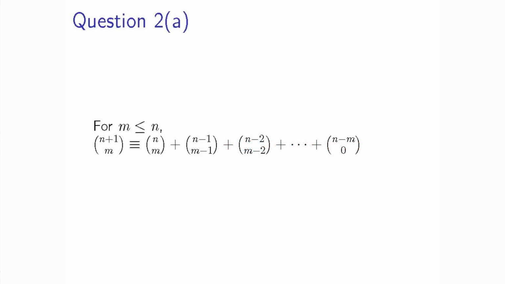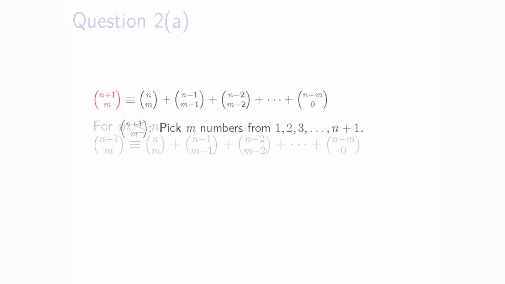For question 2a, we have n is less than or equal to n, and n plus 1 choose n is always equal to n choose n plus n minus 1 choose n minus 1 plus n minus 2 choose n minus 2, and so on to n minus n choose 0. For the left-hand side, n plus 1 choose n is to pick n numbers from 1 to n plus 1. So how do we explain the right-hand side?